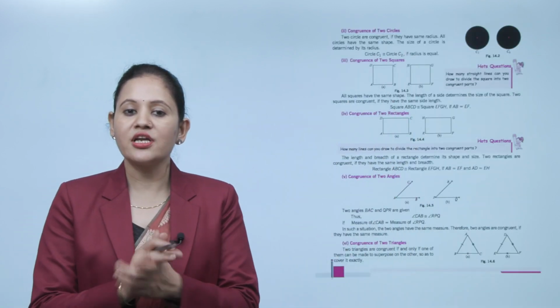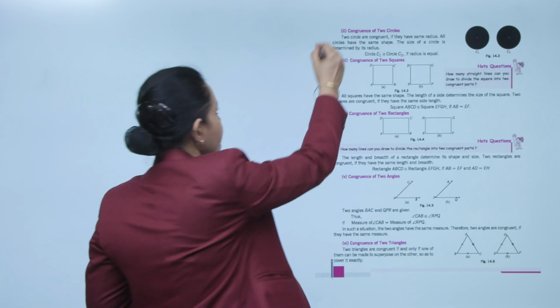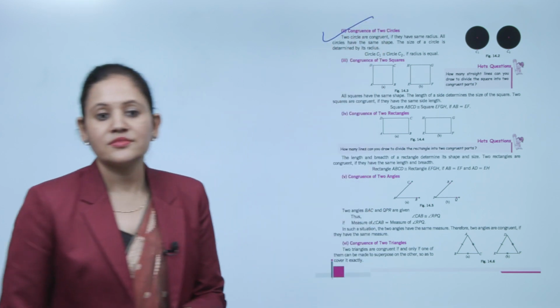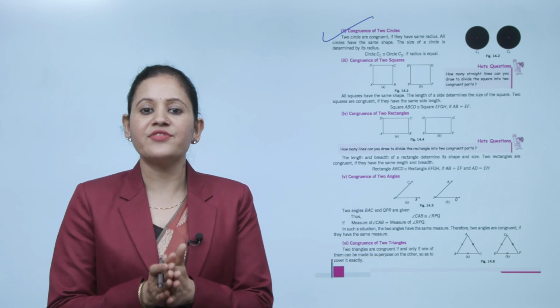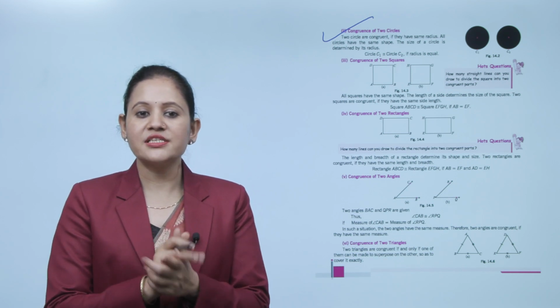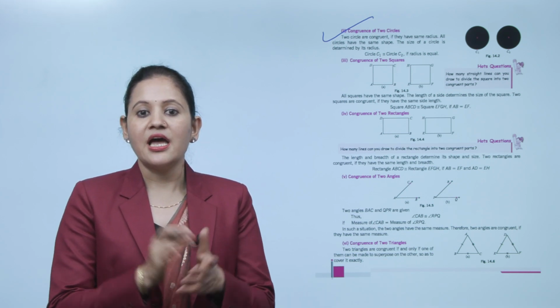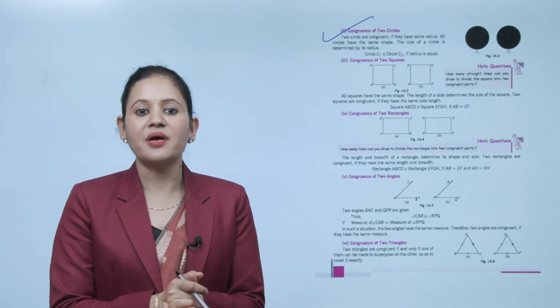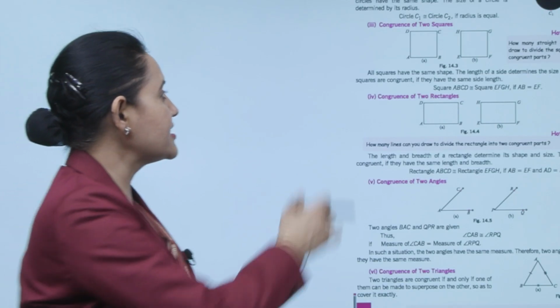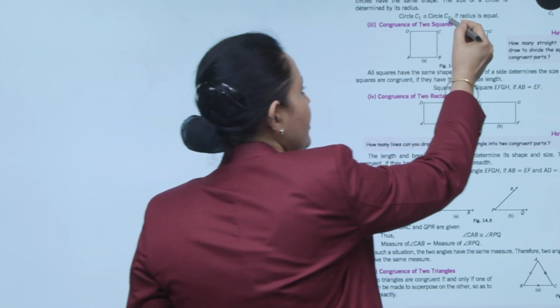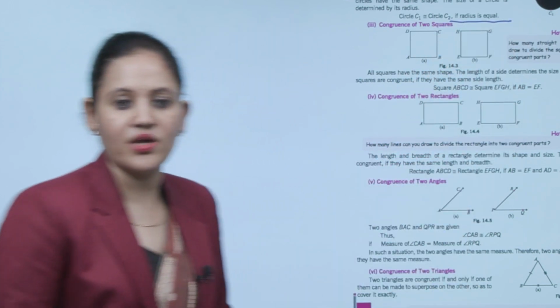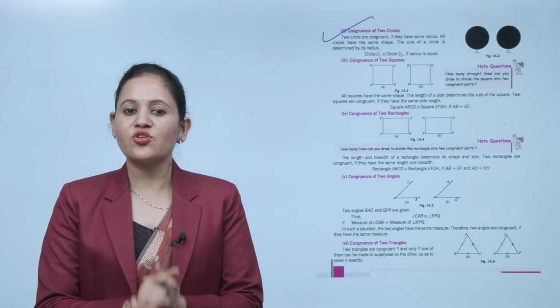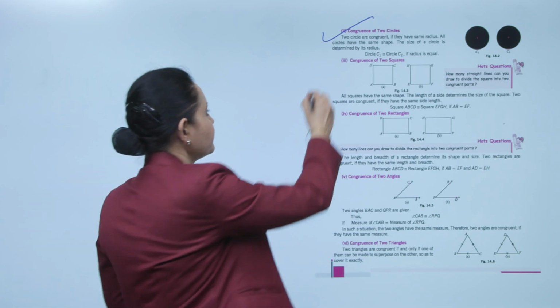Next is congruence of two circles. Two circles are congruent if they have the same radius. All circles have the same shape. The size of the circle is determined by its radius. Circle C1 is congruent to circle C2 if the radius is equal. Clear?